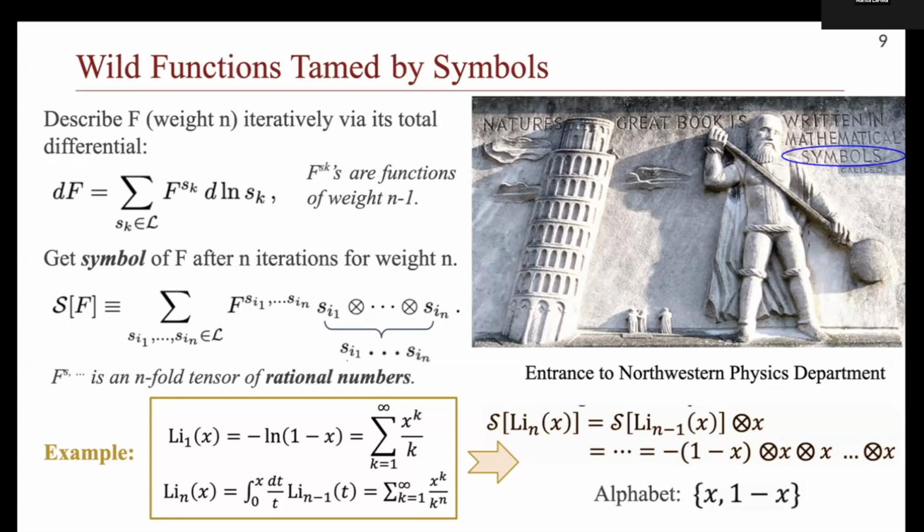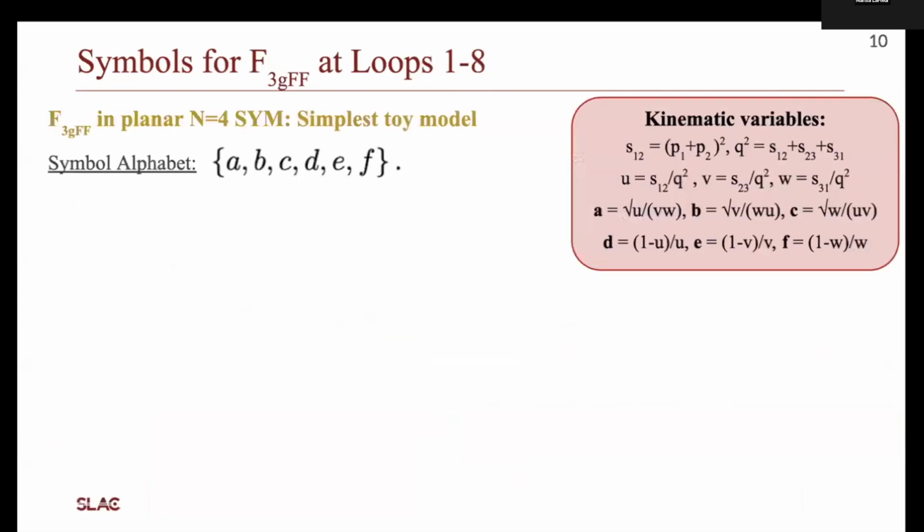And in this case, your single alphabet just contains two terms, two different terms. One is x and one is 1 minus x. So this is for this particular single case for the dialog. So let's take a look at what the symbols are for the process we are studying, the three-gluon form factor.